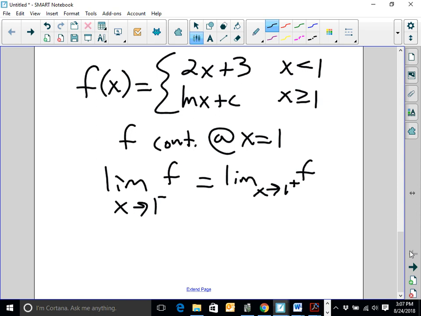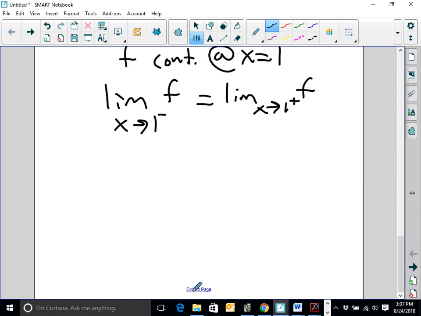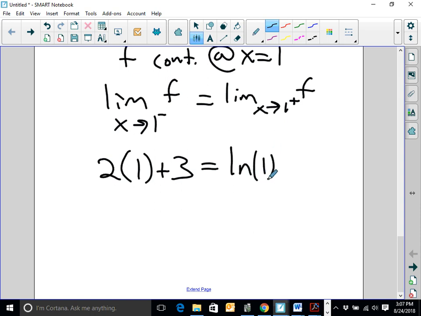Okay, welcome back. Let's see how you did this. Let's see how I did it, and see if we can make this thing work. So what I want to do now is plug 1 into my left part of the function, which is 2x plus 3. So I'm going to have 2 times 1 plus 3. That must equal the right-hand limit, which will be ln of 1 plus c. Now the left side of the equation here simplifies very nicely. We get 2 plus 3 is 5.